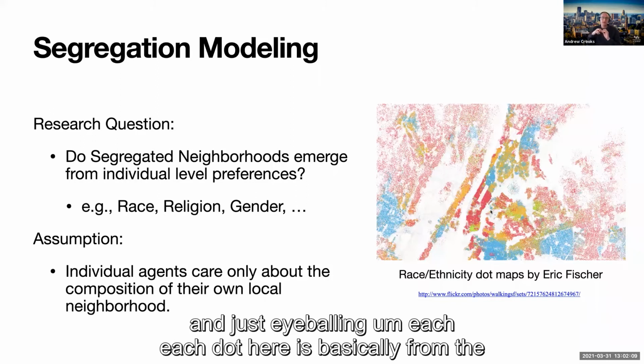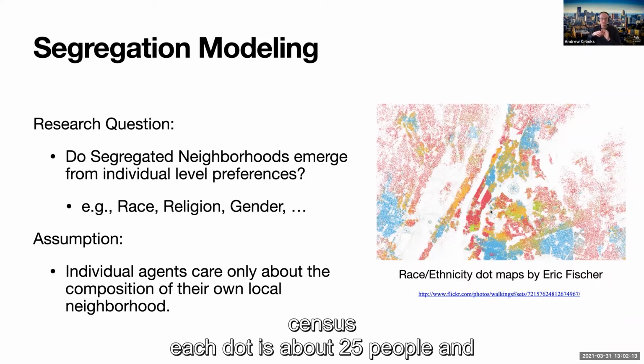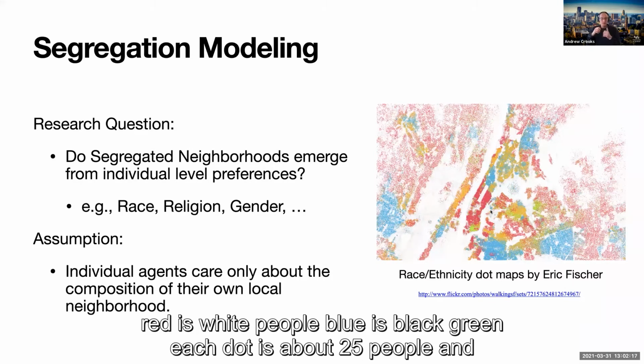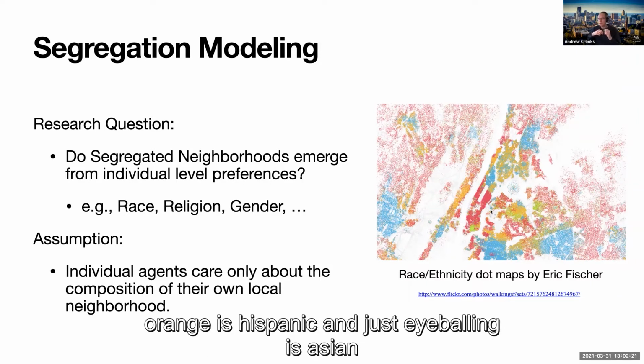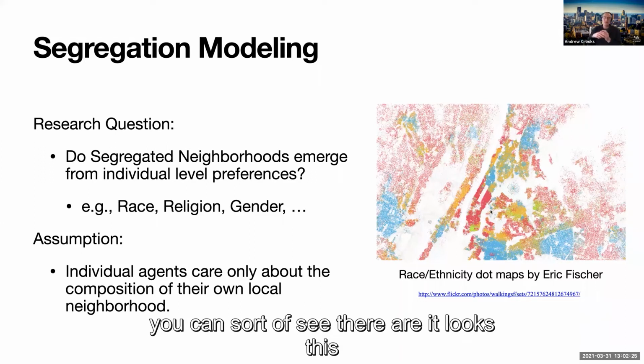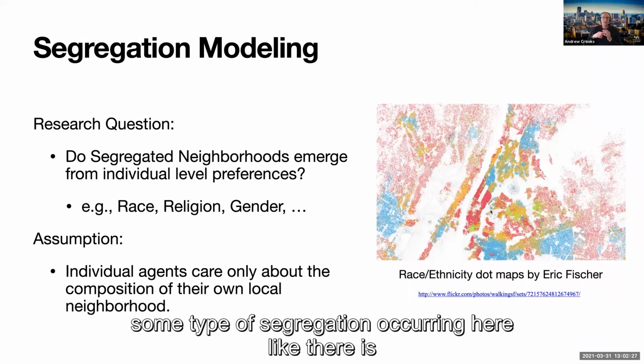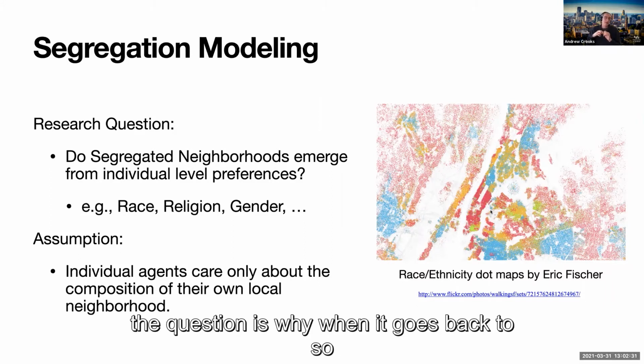Each dot here is basically from the census. Each dot is about 25 people. Red is white people, blue is black, green is Asian, orange is Hispanic. And just eyeballing this, you can sort of see it looks like there is some type of segregation occurring here. So the question is why?